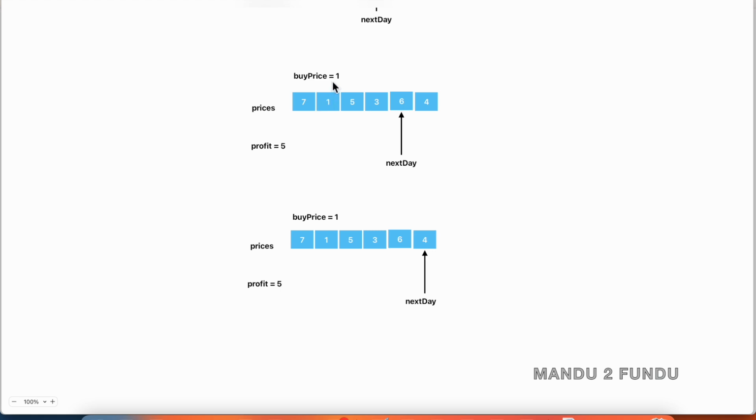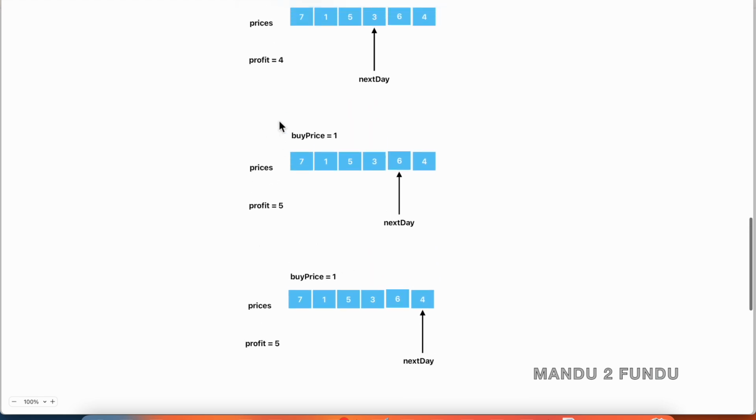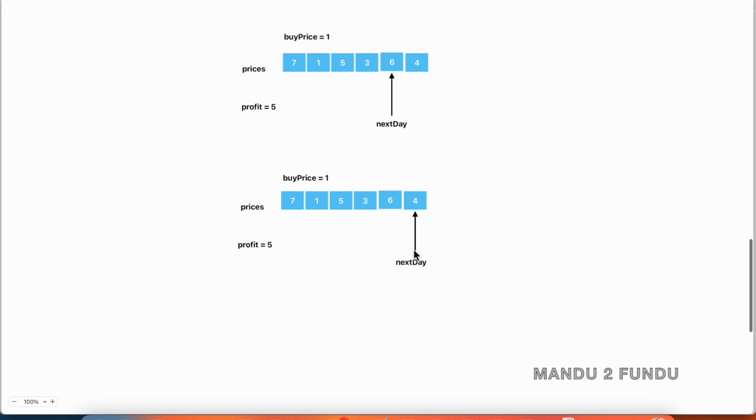Here we compute the profit: 6 minus 1, which is 5. The current profit we computed is greater than the maximum profit seen so far, so we update it from 4 to 5. Then finally the next day pointer advances to the last day price, and 4 minus 1 is 3, which is less than the current maximum profit, so we simply ignore that. And so the best day to buy the stock is the second day and sell it on the 5th day.